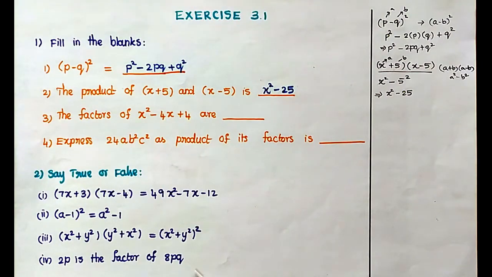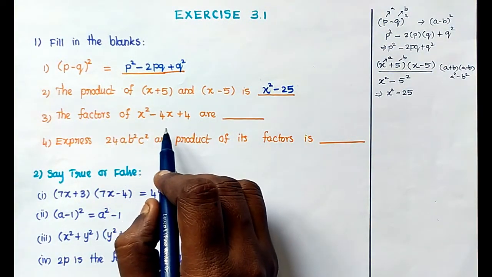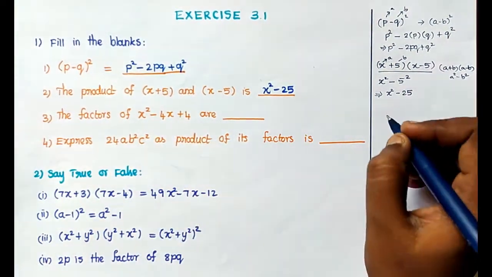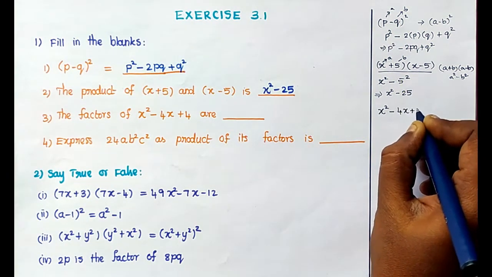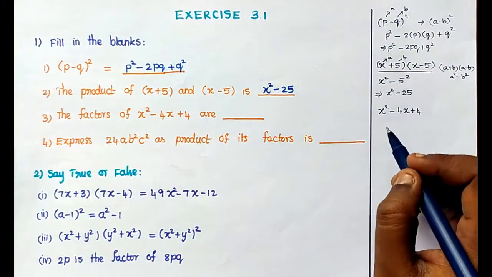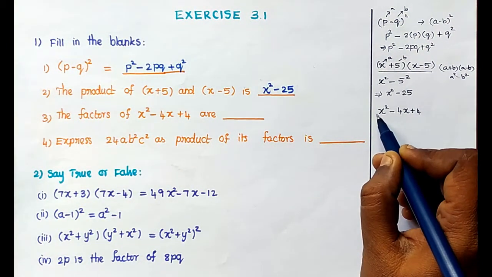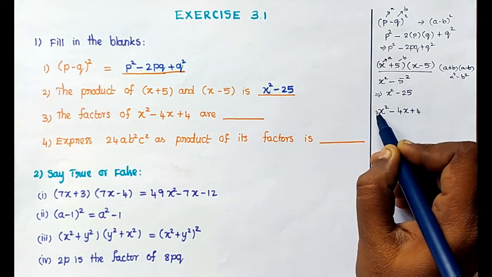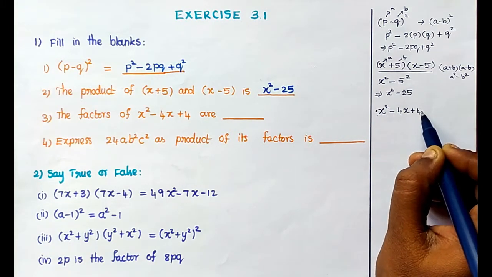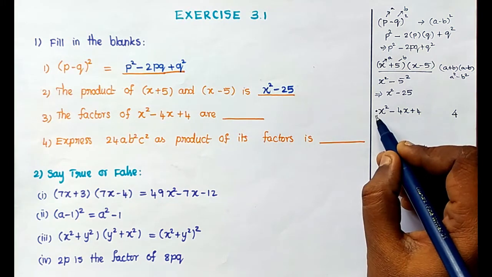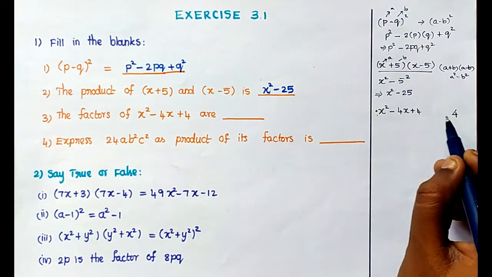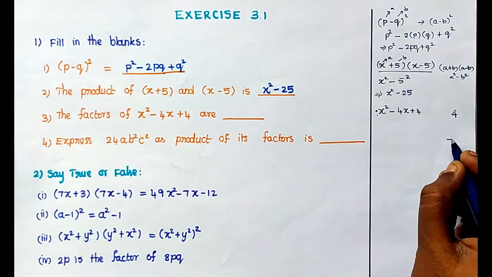Next one. The factors of x squared minus 4x plus 4. Listen, first you have to multiply the coefficient of x squared and the constant 4. 1 is the coefficient of x squared. So, 1 into 4 is 4. Here the middle term is minus 4.